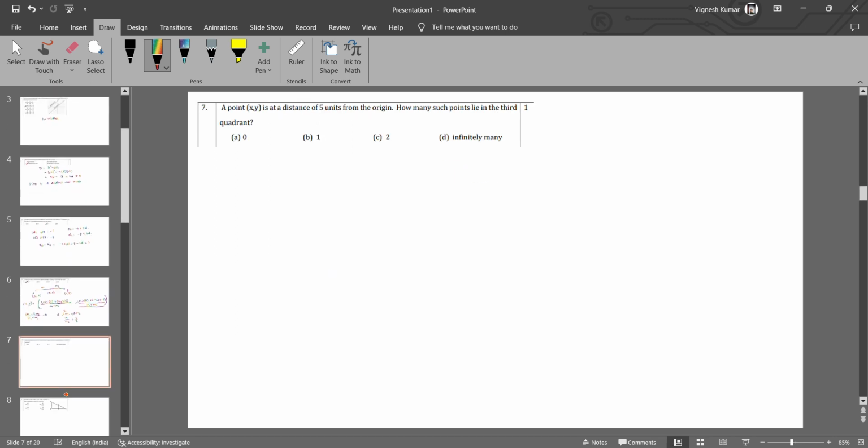Next, a point x comma y is at a distance of 5 units from the origin. How many such points lie in the third quadrant? So obviously in the third quadrant, this is the first quadrant, second, third, fourth. So x is negative and y is also negative in the third quadrant, and we do have infinitely many solutions for this. Let me say a small example for you.